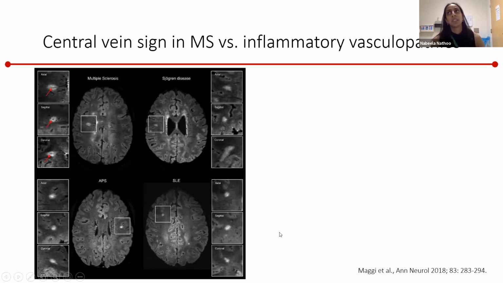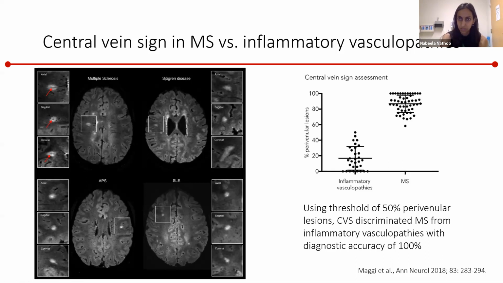So I think the one condition where the vasculopathy where there were the most instances of a central vein sign, still much, much less frequent than MS, was Behçet's disease. And that's like a vasculitis of the medium-sized vessels. And so if they basically look at the proportion in MS that have perivenular lesions versus all of these other inflammatory vasculopathies combined, you can see that there's a very clear separation here. And when they apply this threshold of 50% of the lesions being perivenular, central vein sign could discriminate MS from these inflammatory vasculopathies with literally a diagnostic accuracy of 100%.